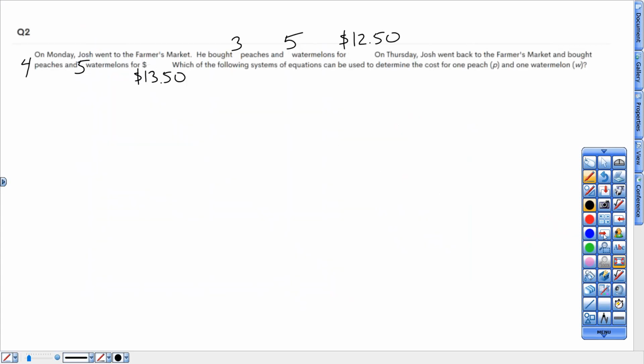All right, here we go. For this one, we want you just to write the system of peaches and watermelons. So 3 peaches would be 3p plus 5w equal 1250. Keep those all together. Don't mix the parts. The other part, 4p plus 5w equals 1350.